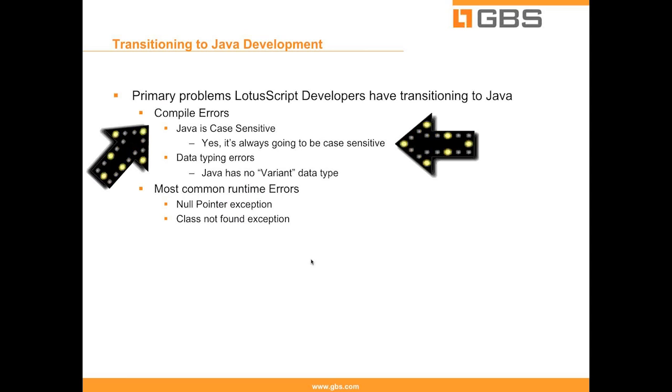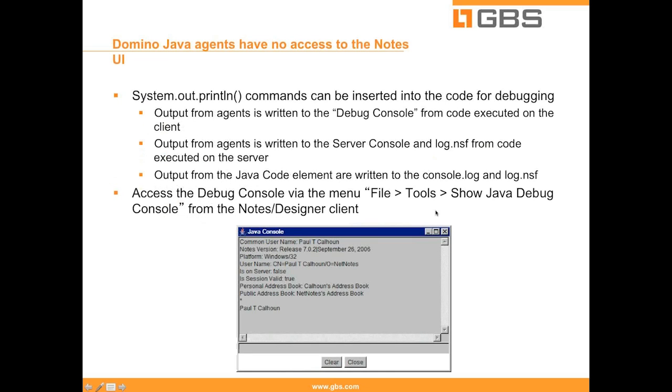Again, I like to point this out. Primary problems: you have compilers. Java, again, is case sensitive. It's always going to be case sensitive. You have data type errors because, again, there's no variant. And the most common runtime errors you're going to get are null pointer exceptions or class not found exceptions. And we'll talk about some of those there.